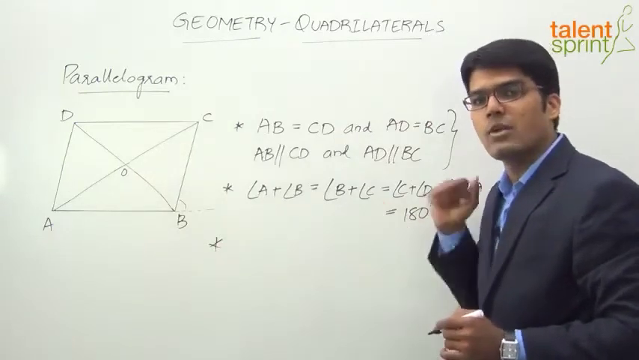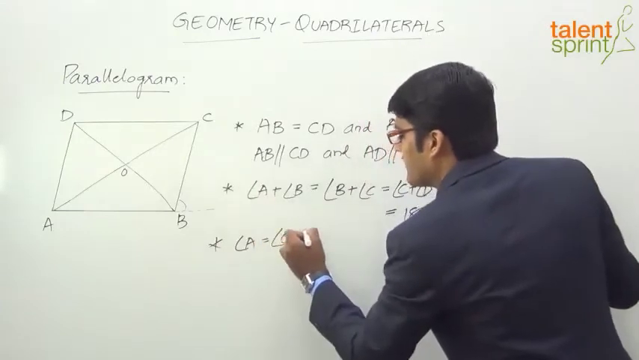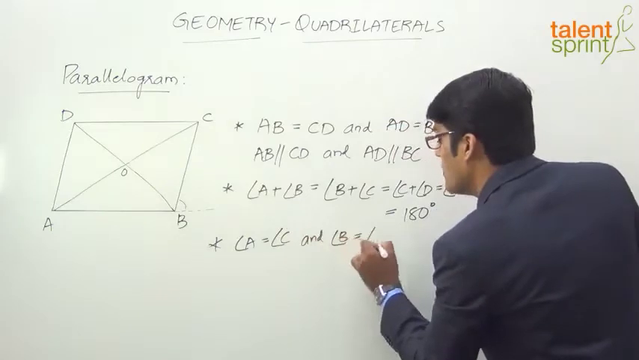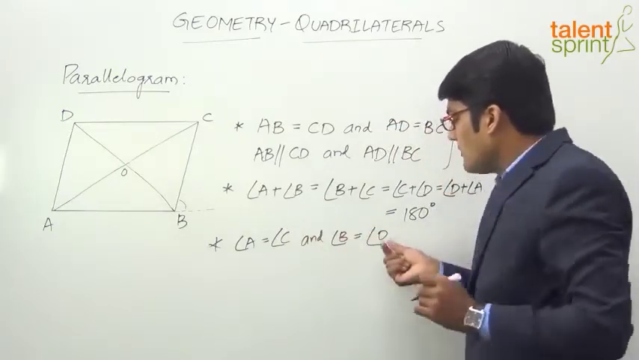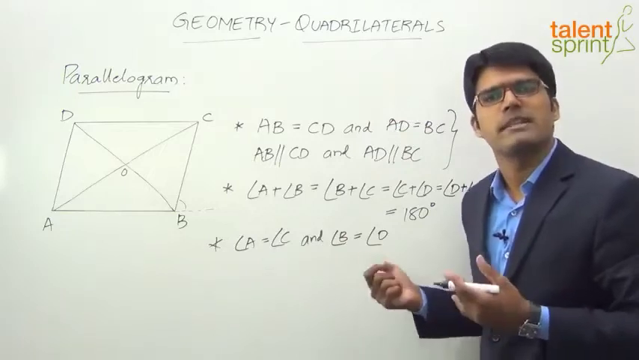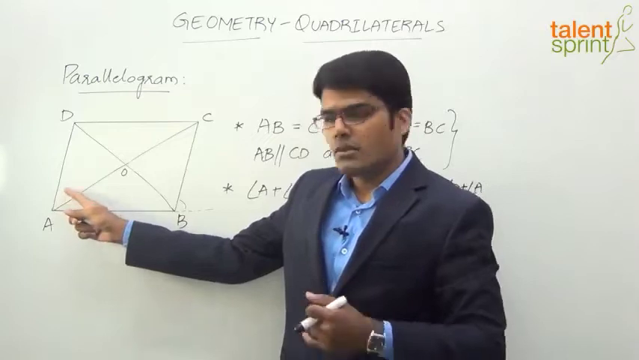So clearly we can conclude that in case of a parallelogram, the opposite angles are equal, right? Whatever be the angle, they are always equal. So angle A would be equal to angle C, and angle B is equal to angle D. Now, what will be the numerical value here? We cannot talk about that, because it can be anything, right?